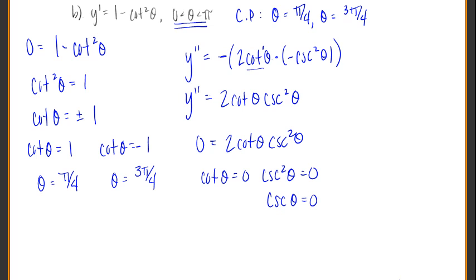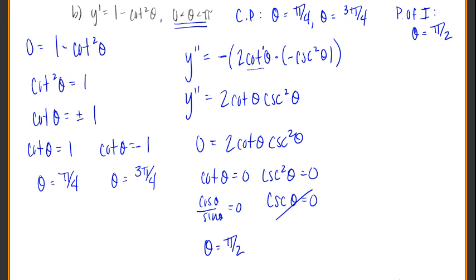Basically, cotangent is cosine over sine, so that can equal 0 only when cosine equals 0. And on that interval, cosine is 0 only at pi over 2. Cosecant is 1 over sine, and sine is only 0 in that interval at 0 and pi, but because we can't equal 0 and pi, we're going to throw that one out. So our points of inflection are going to occur just at theta equal to pi over 2.